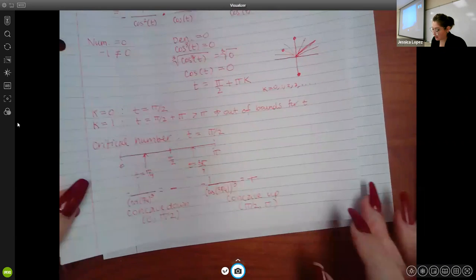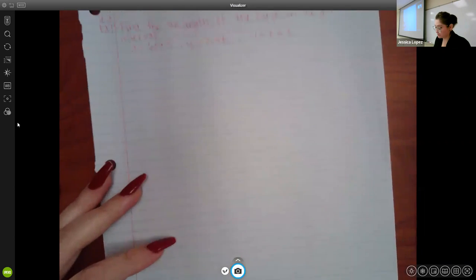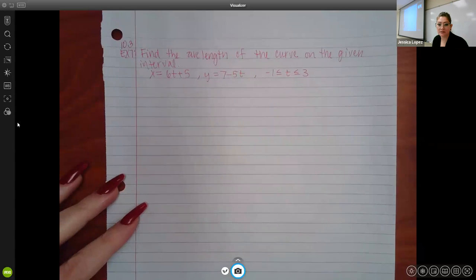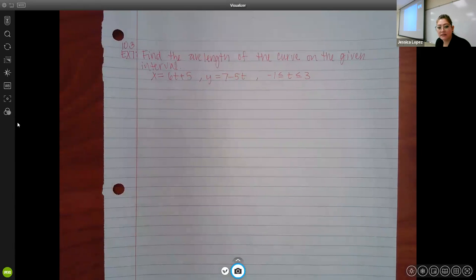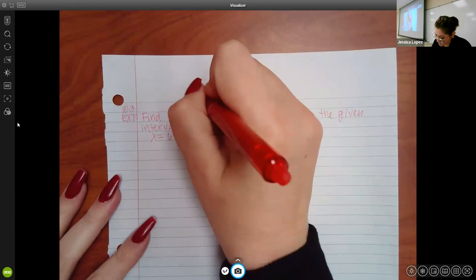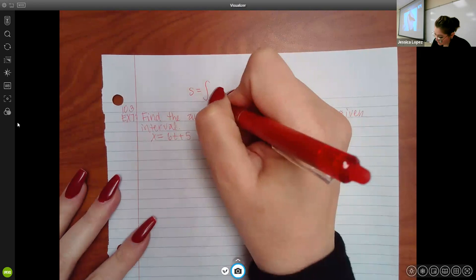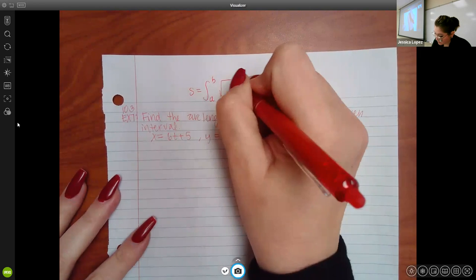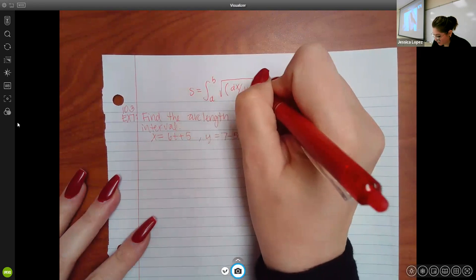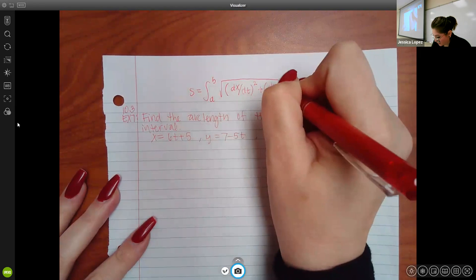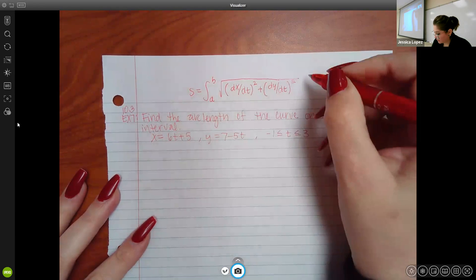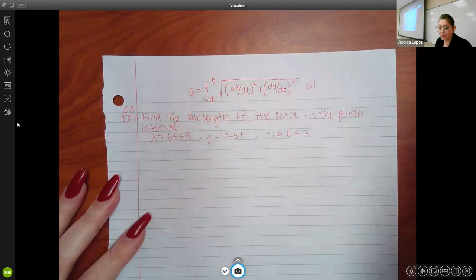Let's go ahead and do, I think we have one more. This one's a little bit different. It says arc length. We definitely need to know the formula for arc length first. So it's going to be from A to B, the square root of dx dt squared plus dy dt squared, and then dt.